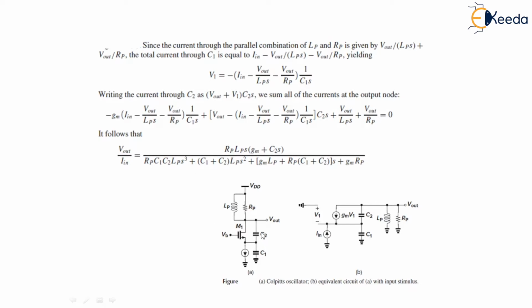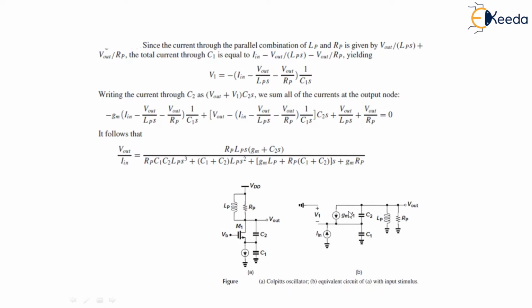Now we can write the current through C2 as V out plus V1. We can find from this particular diagram that the current through C2 can be written as (V out plus V1) times C2S. And now we can sum all of the currents at the output node.